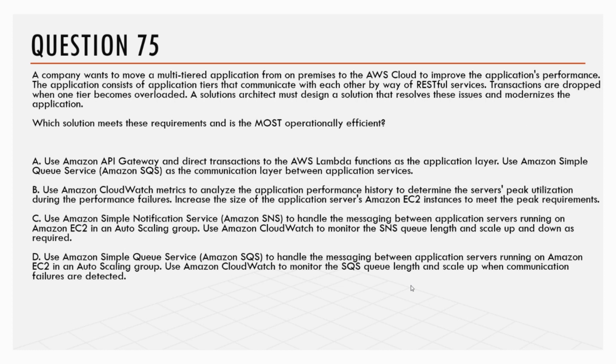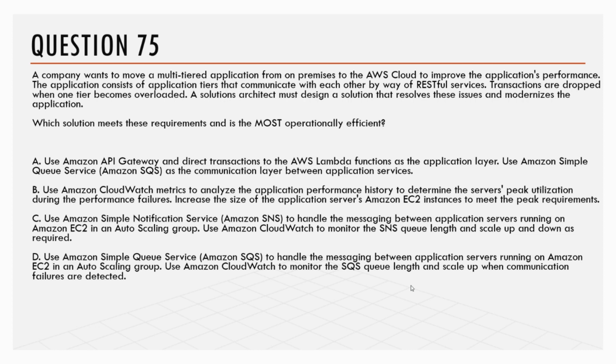And the options are A, use Amazon API Gateway and direct transactions to the AWS Lambda functions as the application layer. Use Amazon SQS as a communication layer between the application services. Option B, use Amazon CloudWatch metrics to analyze the application performance history to determine the server's peak utilization during the performance failures. Increase the size of the application server's Amazon EC2 instances to meet the peak requirements.